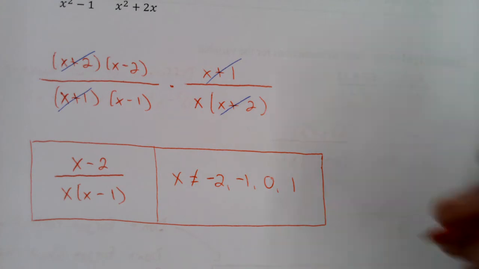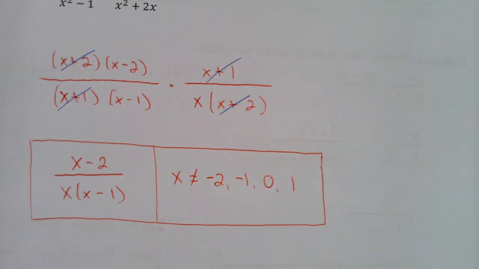Oops, that should be negative 2. I don't know why I put that. Hold on one second. Actually, you know what? I put that right. I don't know why I thought I did that wrong. That's good.